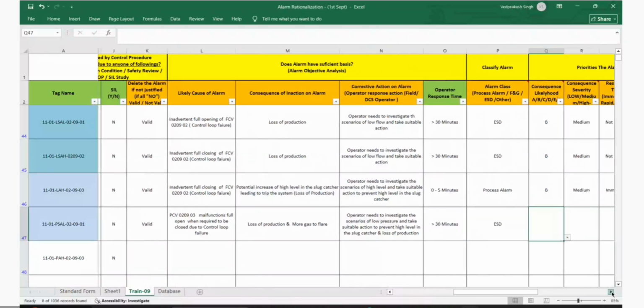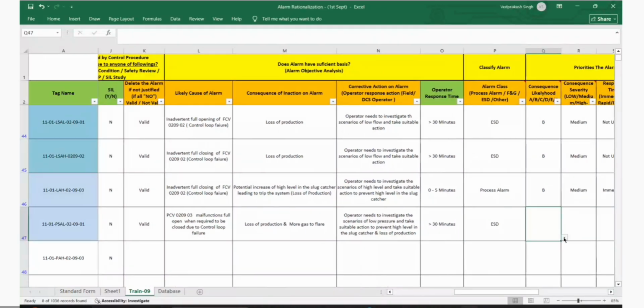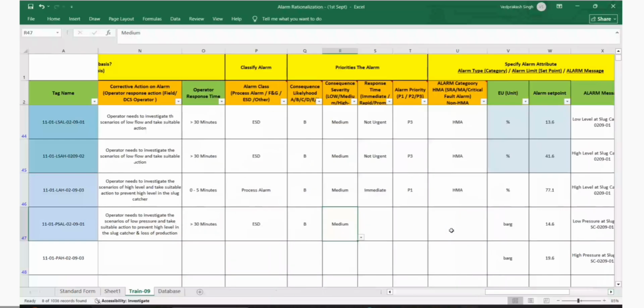This is, let us qualify B. This is B, right? Likelihood B. And B medium. Not urgent. This is P3, P3. HMA.